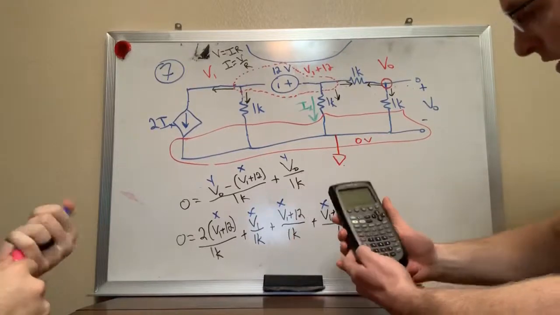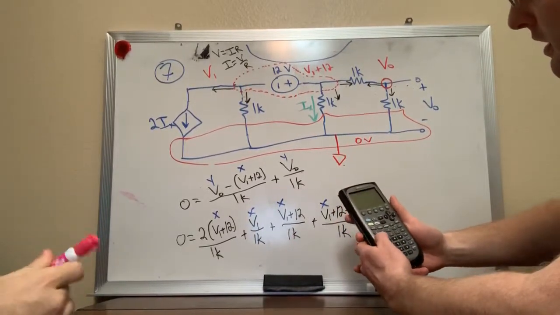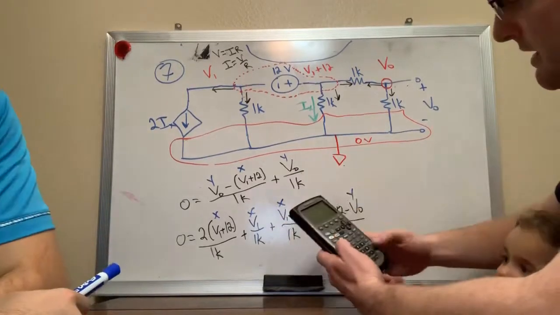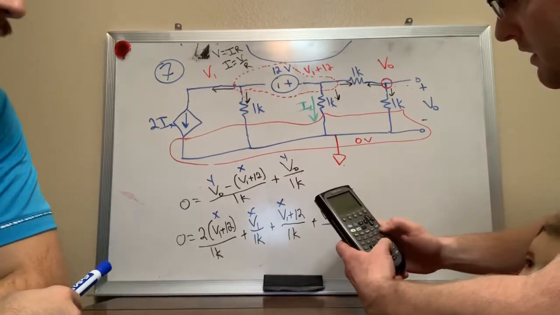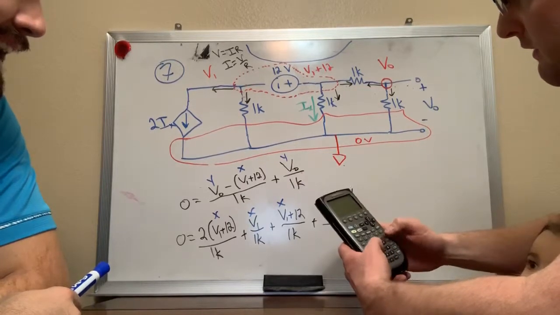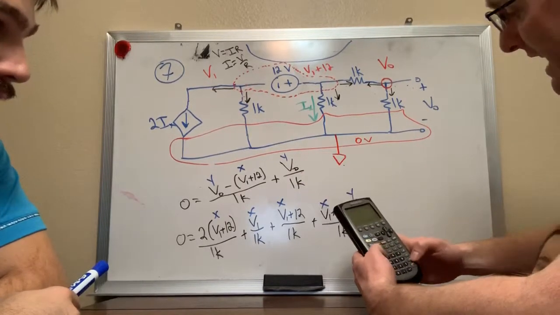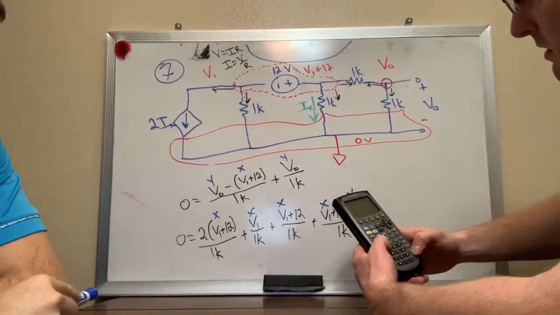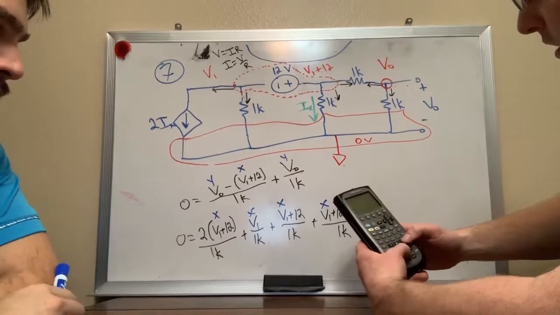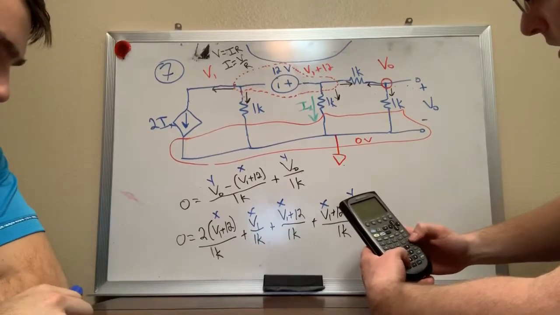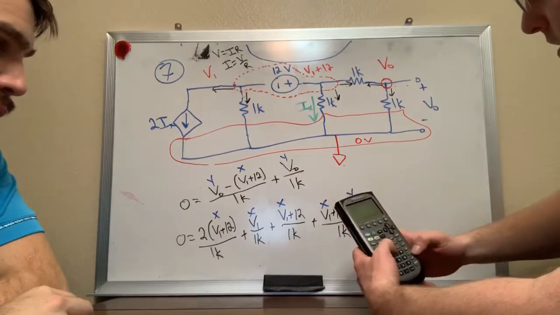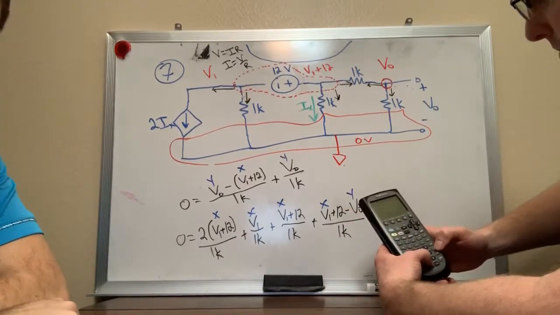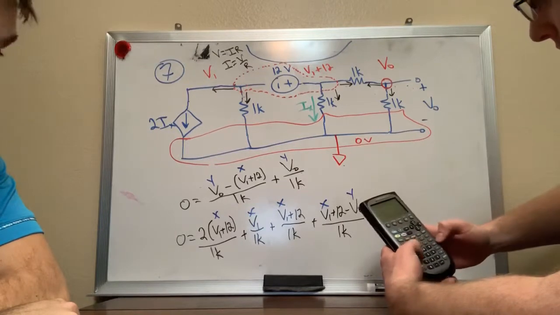So 0 equals 2 times open parentheses X plus 12 divided by 1,000. Plus X over 1,000 plus X plus 12 divided by 1,000. Right? Plus parentheses X plus 12 minus Y divided by 1,000.